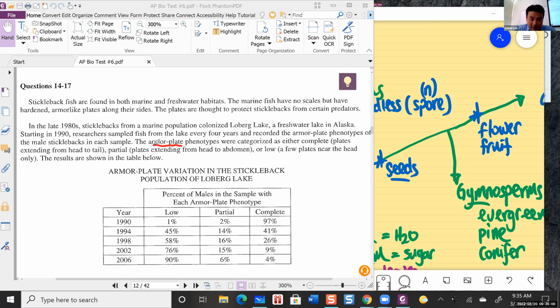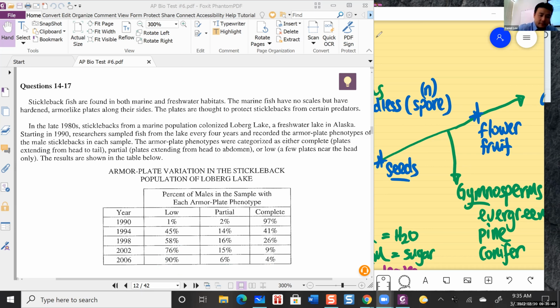All right. The armor plate phenotype will categorize either complete, partial, or low. So I guess the complete one is the best protection for predator, right? So it looks like the complete one is dropping and the low ones are increasing over time. All right, so we know what is selected for here. So if I would ask you, what is the best phenotype for lake? Then you have to say it is the low armor plate. That's the best phenotype selected for. That's why there's most of it, right? There's no selective advantage having complete armor plate or partial armor plate. There's a low armor plate that is completely favored, almost 90%.